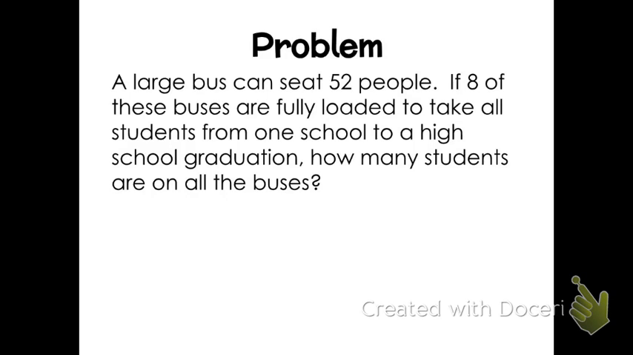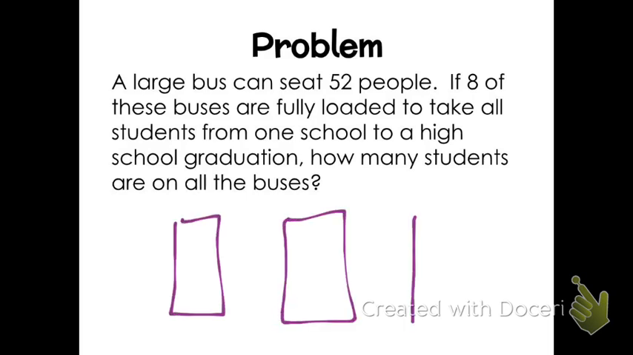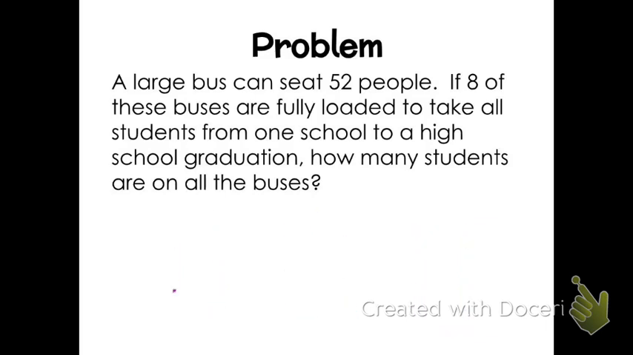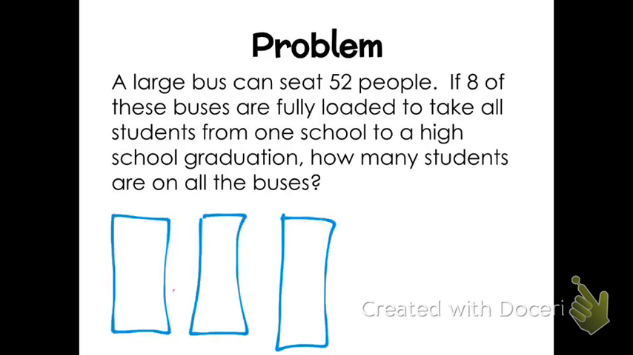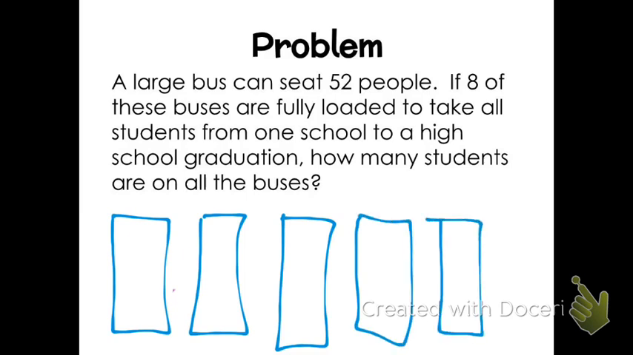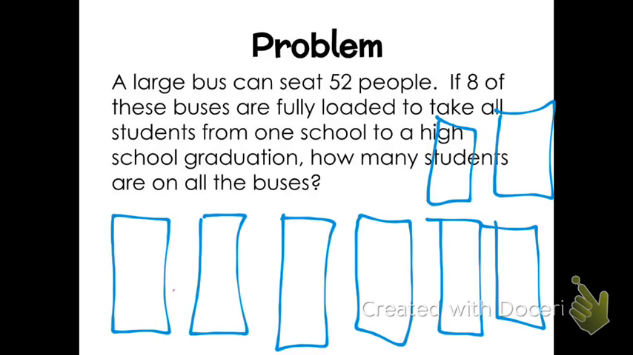Sometimes drawing a visual can help you with this. So for me, I went ahead and drew my buses. I have 8 buses, so I'm going to redraw that to draw 8 buses. There's 1, 2, 3, 4, 5, 6, 7, 8. Okay, if you're drawing along with me, hopefully yours looks better than that. In each of my buses, I have 52 people.